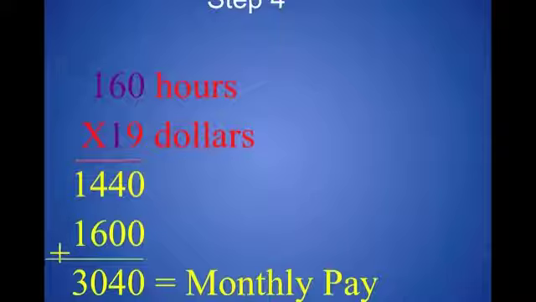Last but not least, we want to add up our two products. Okay, so we're going to add 0 and 0, of course, equals 0. 4 and 0 equals 4. 4 and 6, we will get 10, but we put the 0 here, and then we regroup the 1 on top, and we are left with $3,040, which is their monthly pay.